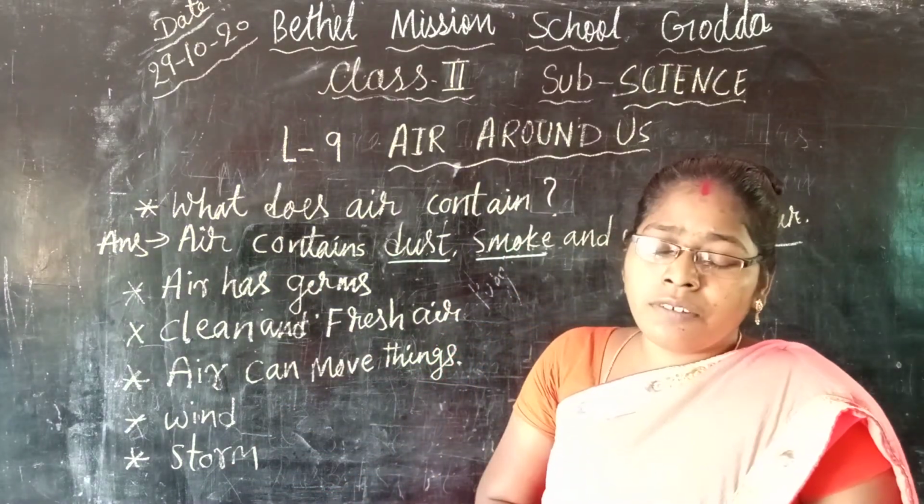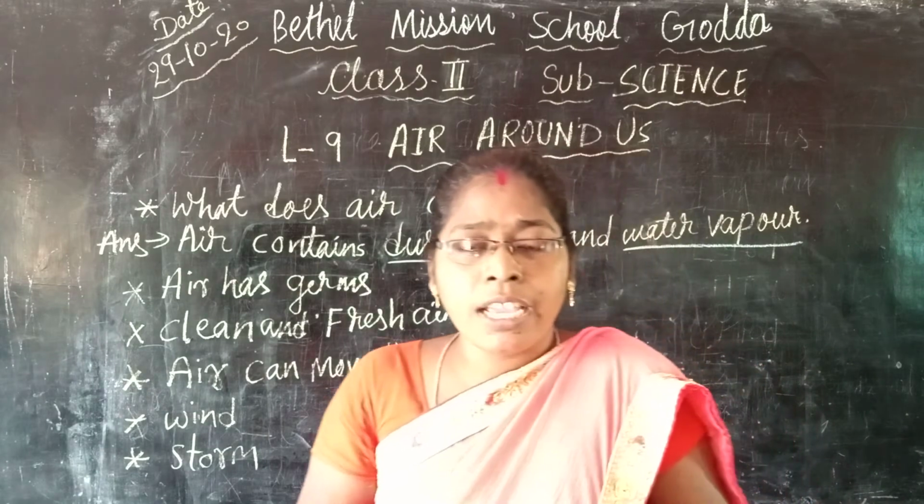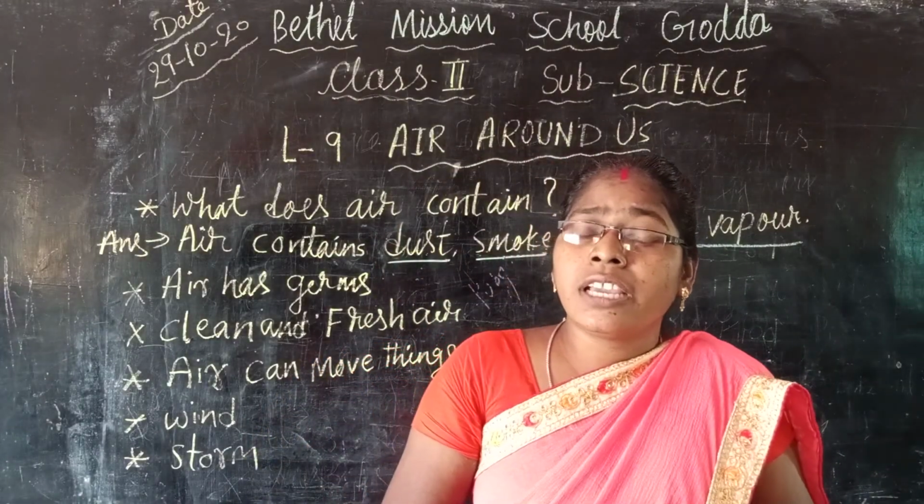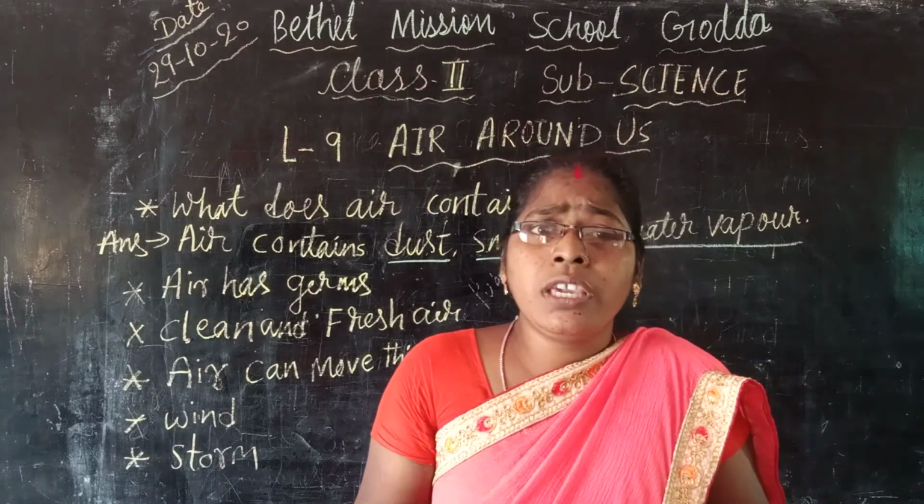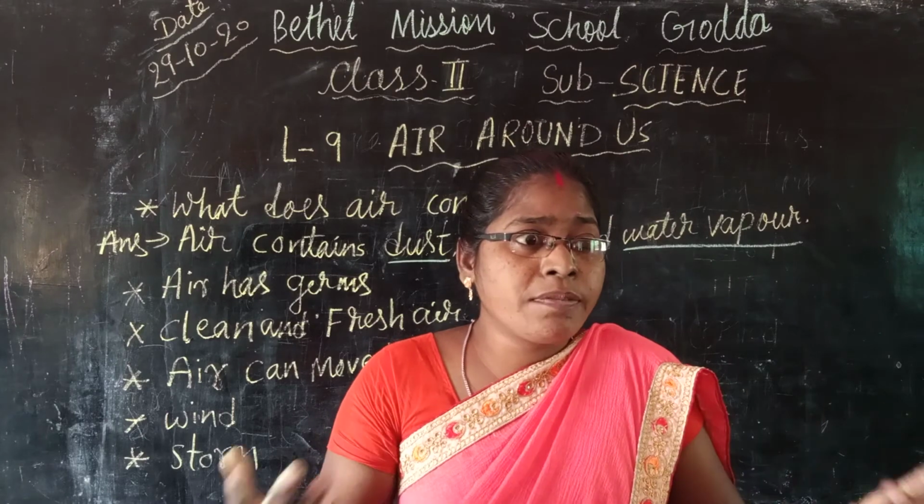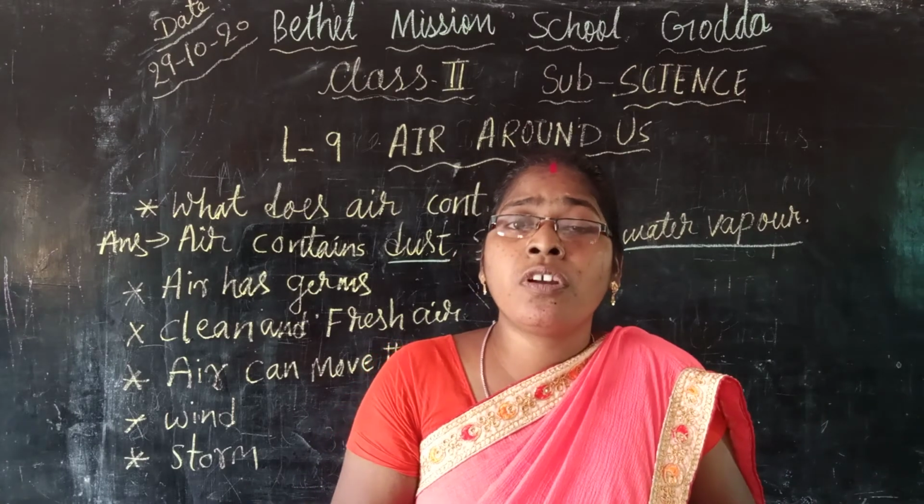So children, I think you have understood the lesson about the air. Air is very important for us. We cannot live without air. All living beings need air. So we have to breathe clean and fresh air. So how will we get clean and fresh air? We have to plant more and more trees.